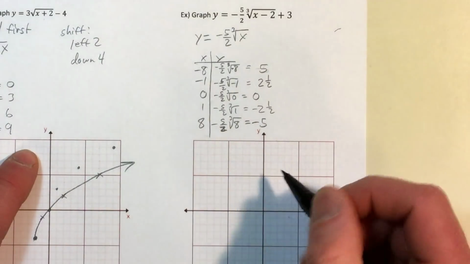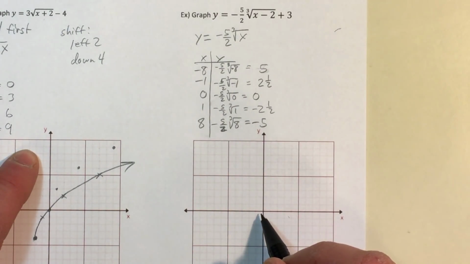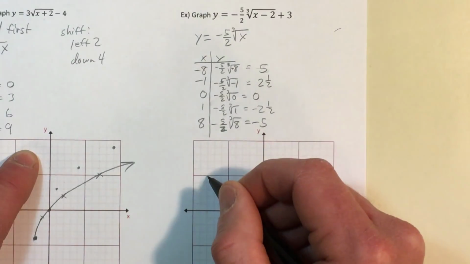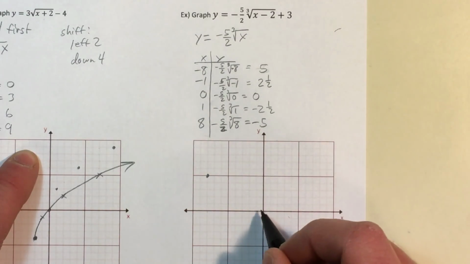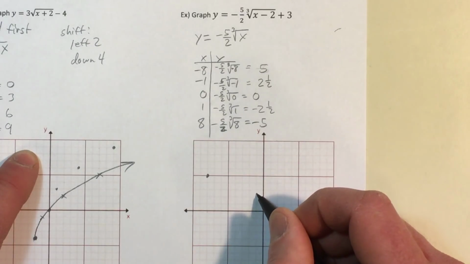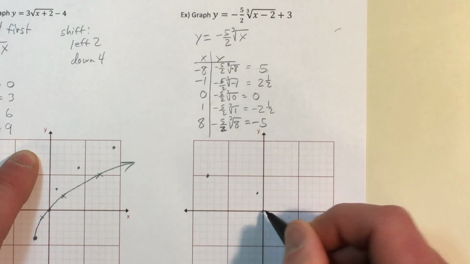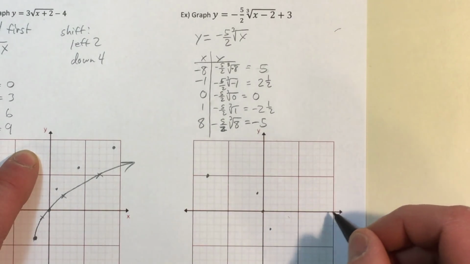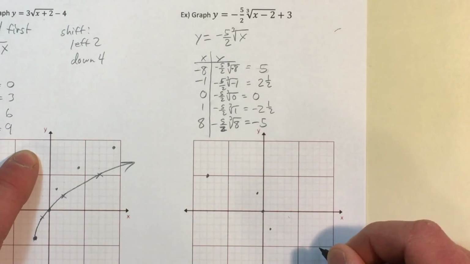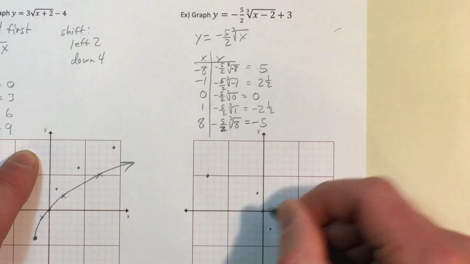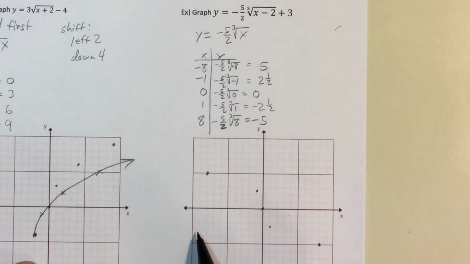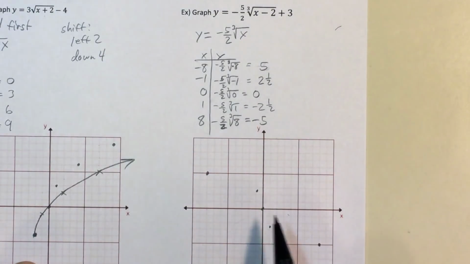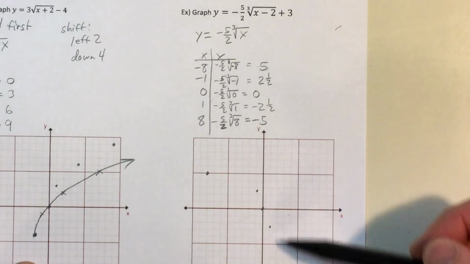And then we plot those coordinates. -8, 5. -1, 2.5. 1, -2.5. 8, -5. Now notice, because there was a negative out front, instead of this graph going like this, it's been flipped over, so it's going like that. 5/2 is bigger than 1, so it stretched it out.